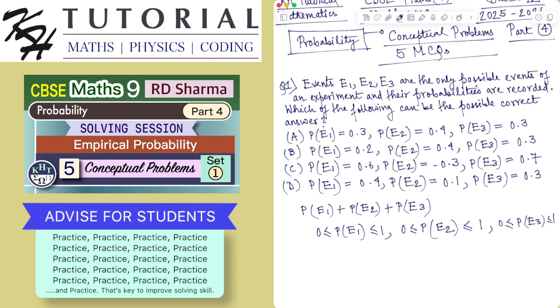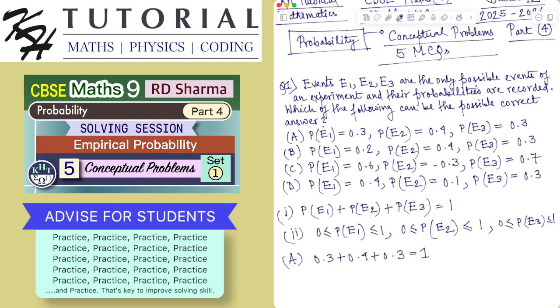Okay, let's see choice A. E1 is 0.3, that is fine. It is greater than equal to 0, less than equal to 1. The probabilities of E1, E2 and E3 are all greater than equal to 0 and less than equal to 1. So this condition 2 is satisfied. Now we have to check condition 1. Condition 1 is that the sum will be equal to 1. So 0.3 plus 0.4 plus 0.3 is indeed equal to 1.